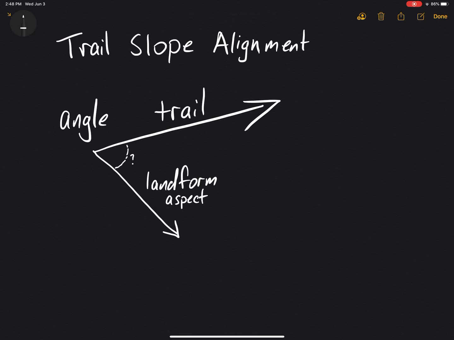If we can get our trail slope alignment angle within a certain range, we can be very confident, almost regardless of other things, that our trail is going to be highly sustainable, inexpensive to manage, durable, and therefore safer for our visitors, and much, much lighter on its impacts downslope with respect to wildlife. So, let's talk about how to figure out trail slope alignment.